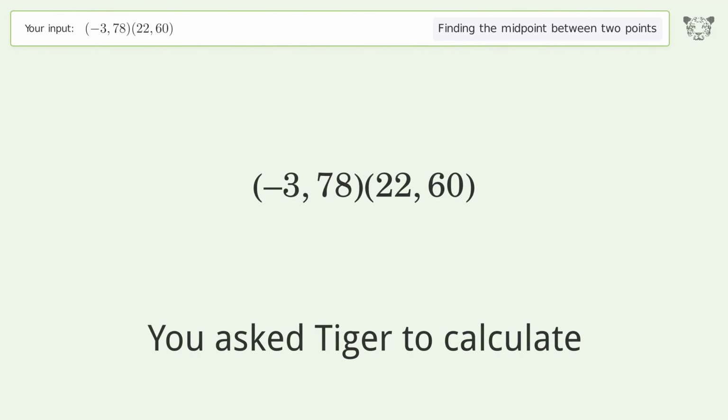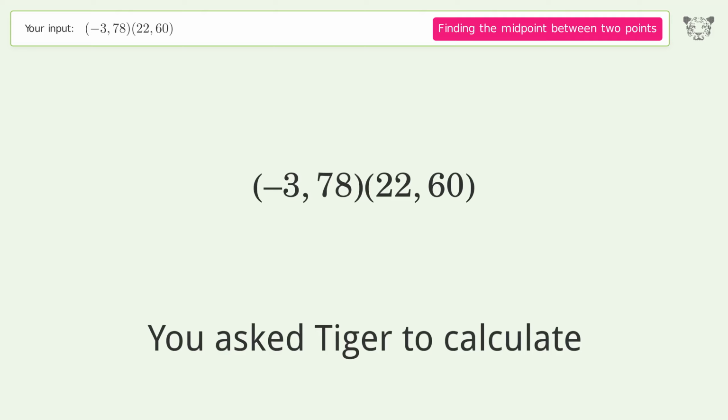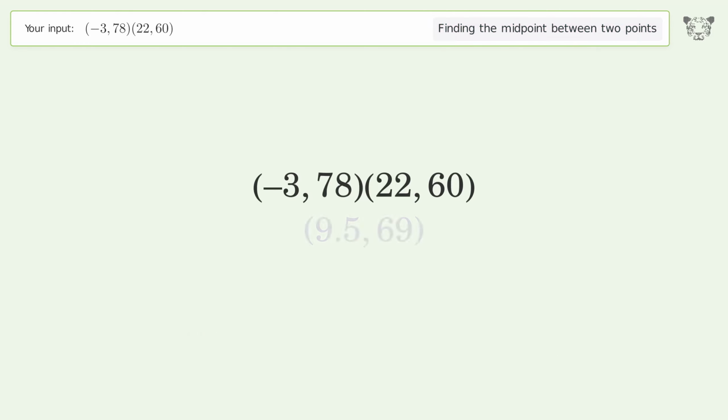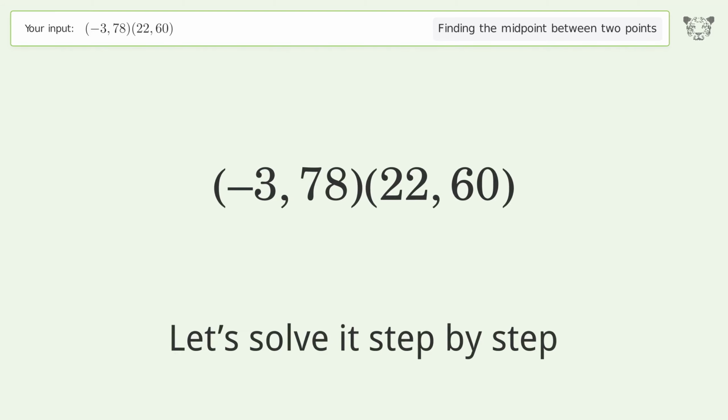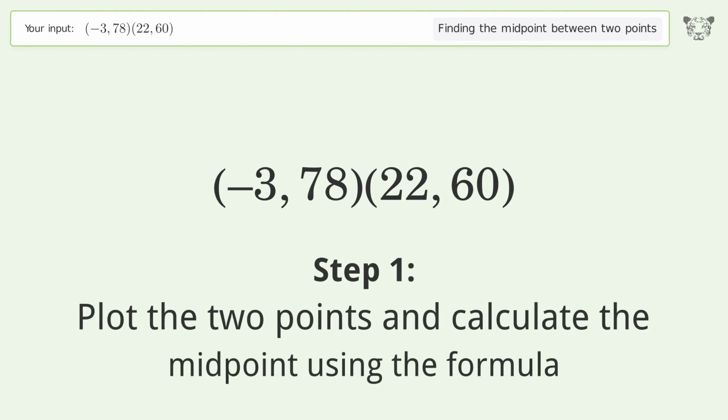You ask Tiger to calculate. This deals with finding the midpoint between 2 points. The midpoint between the 2 points is 9.5, 69. Let's solve it step by step. Plot the 2 points and calculate the midpoint using the formula.